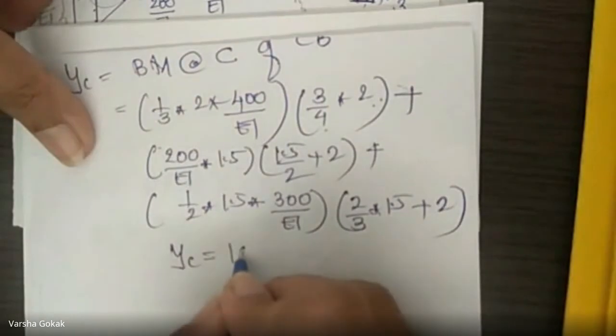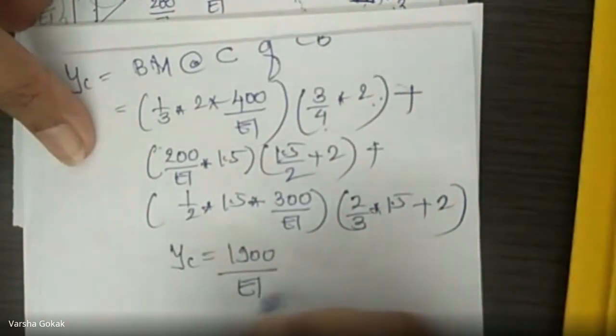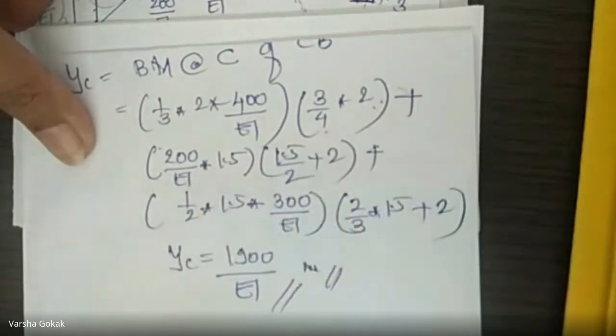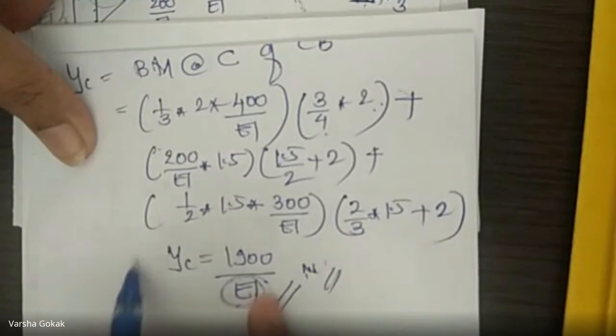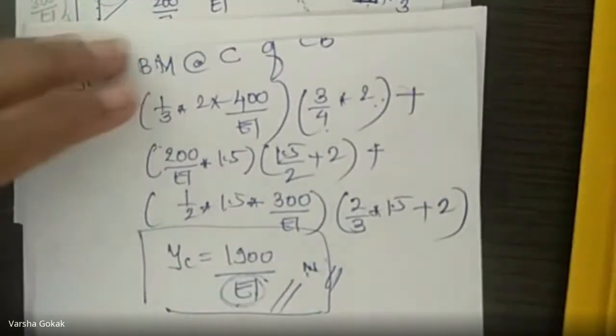1900, correct. 1900 by EI. If you're substituting this in mm, then mm. If you're substituting in meter, then meter. Okay, this is the deflection at point C. Understood? So what is the procedure you do?